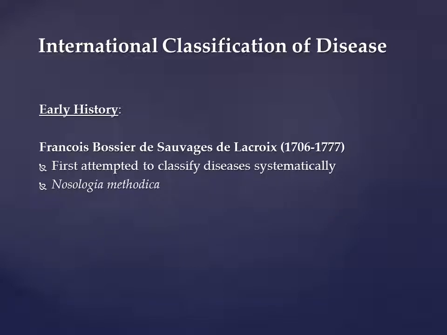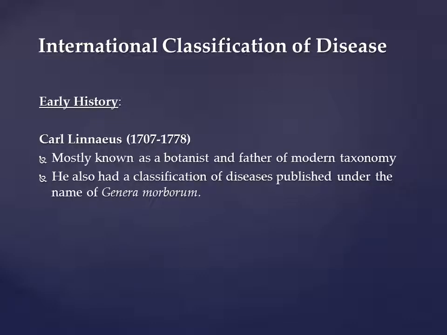The next one is the person who is properly known as Sauvages. He also attempted to classify disease systematically, which listed 10 major classes of diseases broken down into 294 genera and 2,400 species. This classification was published as Nosologia Methodica. Next is Carl Linnaeus, who was a botanist and published a classification of disease named Genera Morborum.